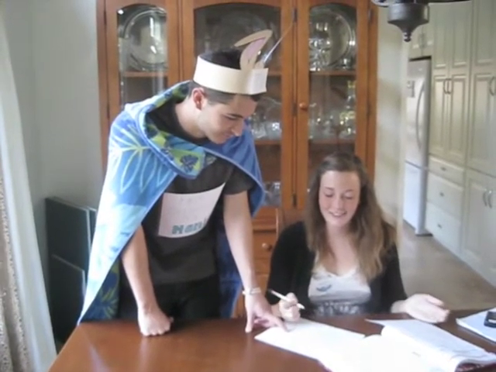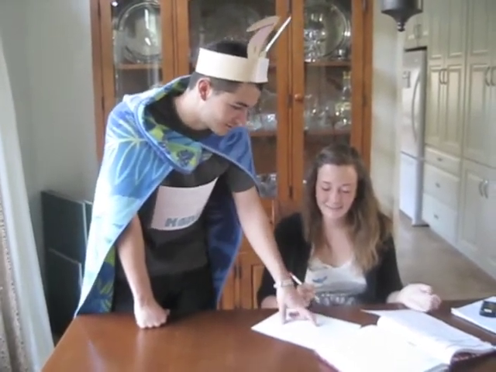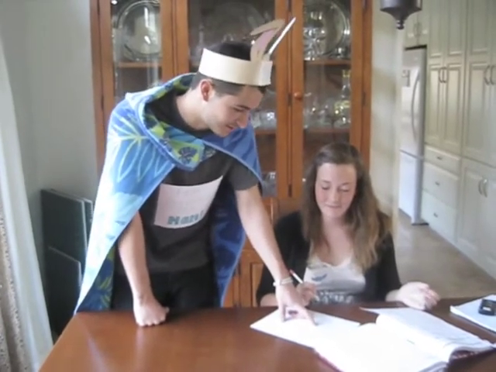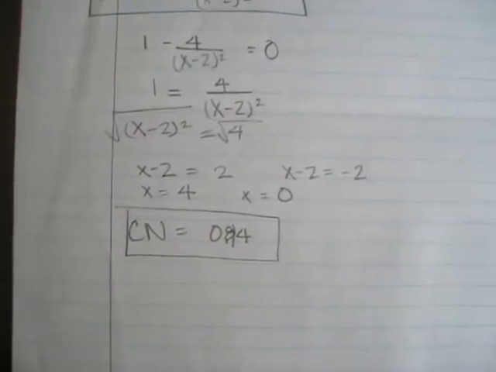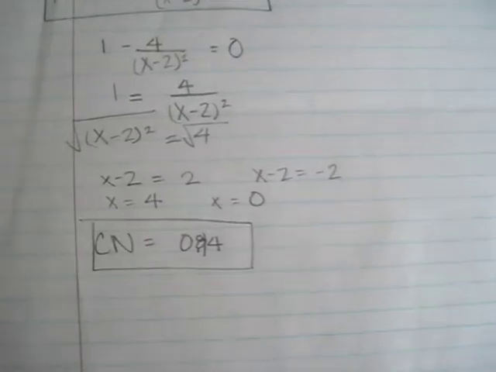What next? Next, you find the critical numbers by setting it equal to 0. Okay. I did it! Well done. Now you have your critical numbers. What now?